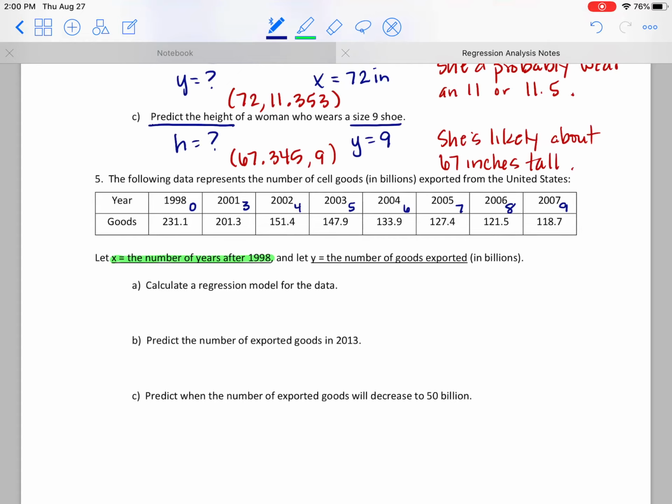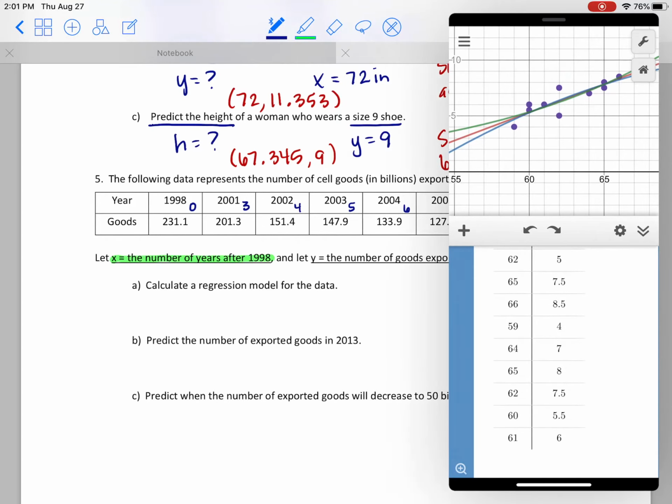Okay, so that's generally how problems will work with time. If you're given the times in years, you usually start with the initial year being year 0 and type those numbers in, because you'll skew the numbers in your equation if you use those big years as values. Okay, so y is the number of exported goods. That's going to be fine. So we're going to type this new data in.